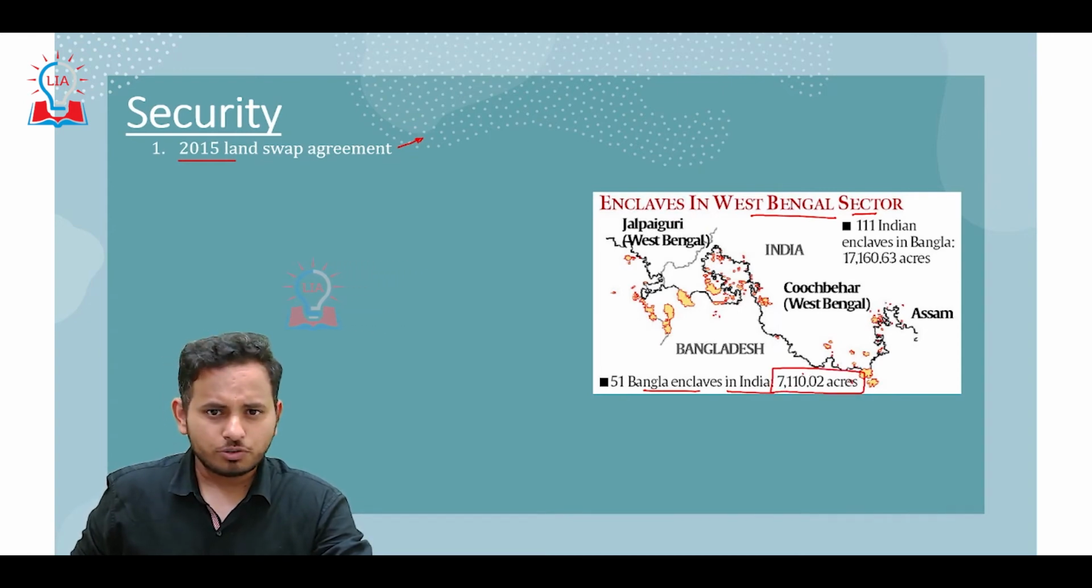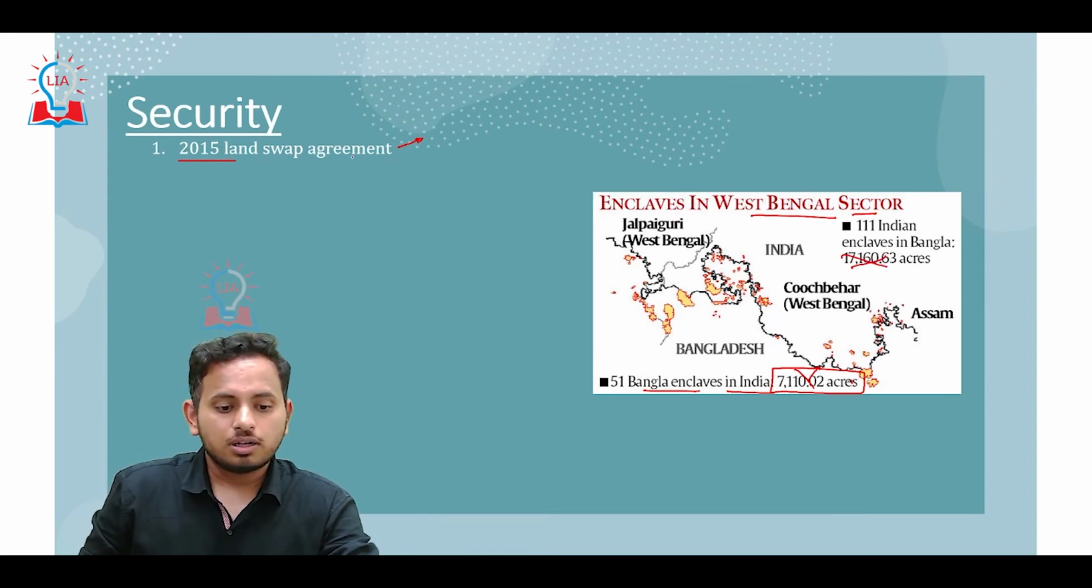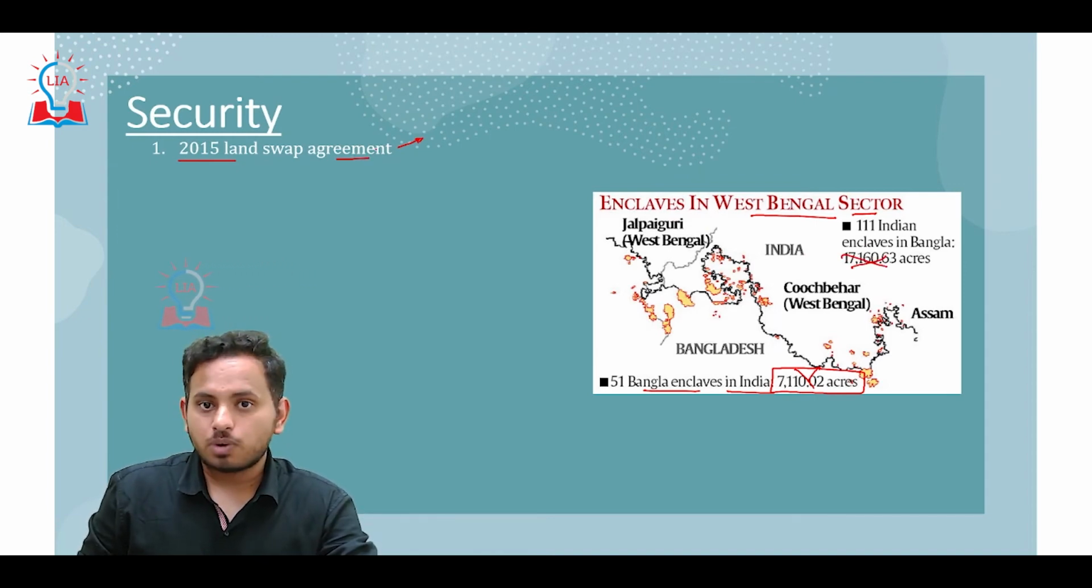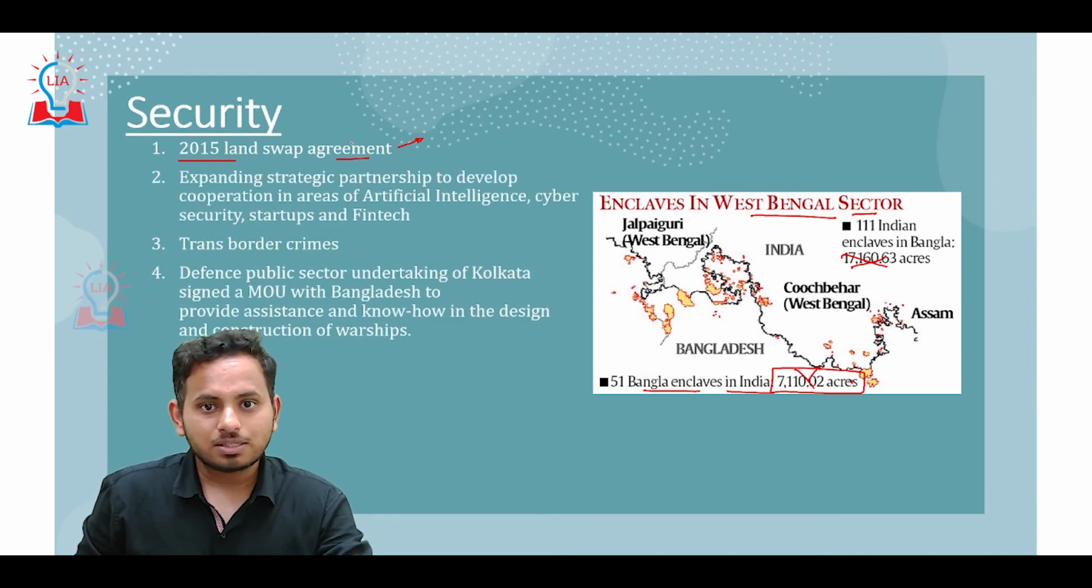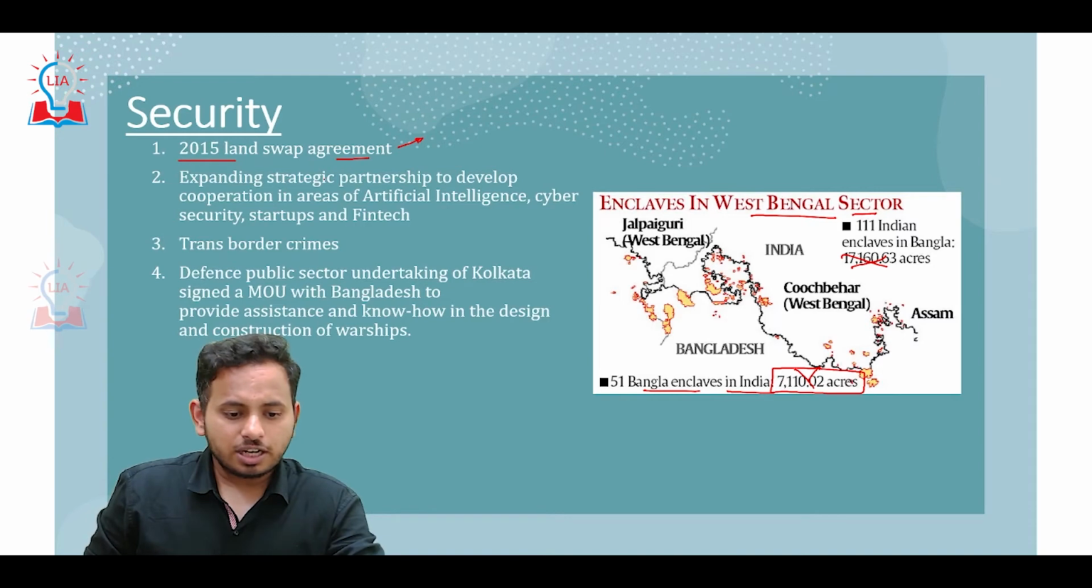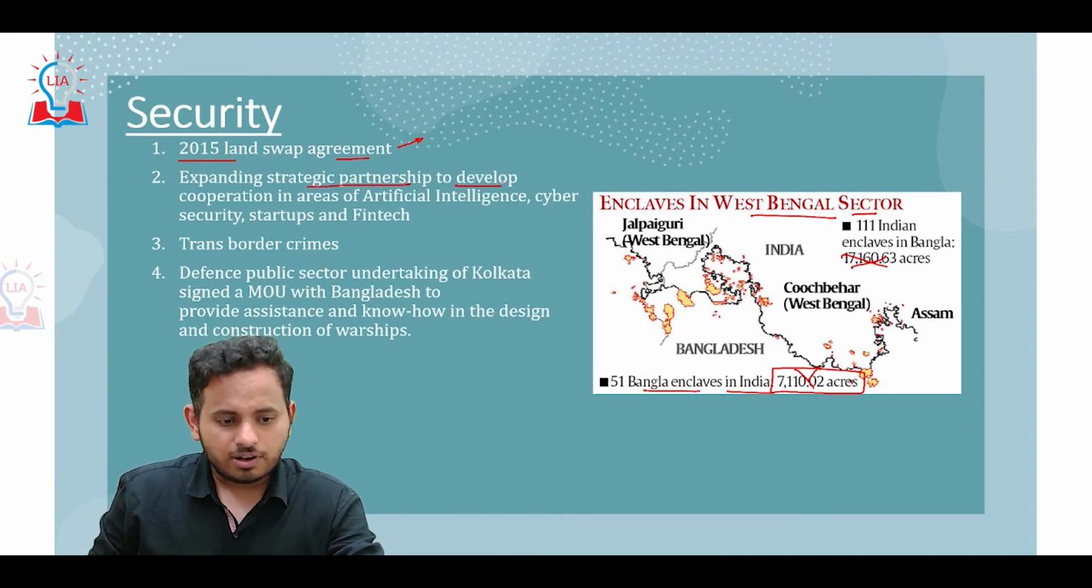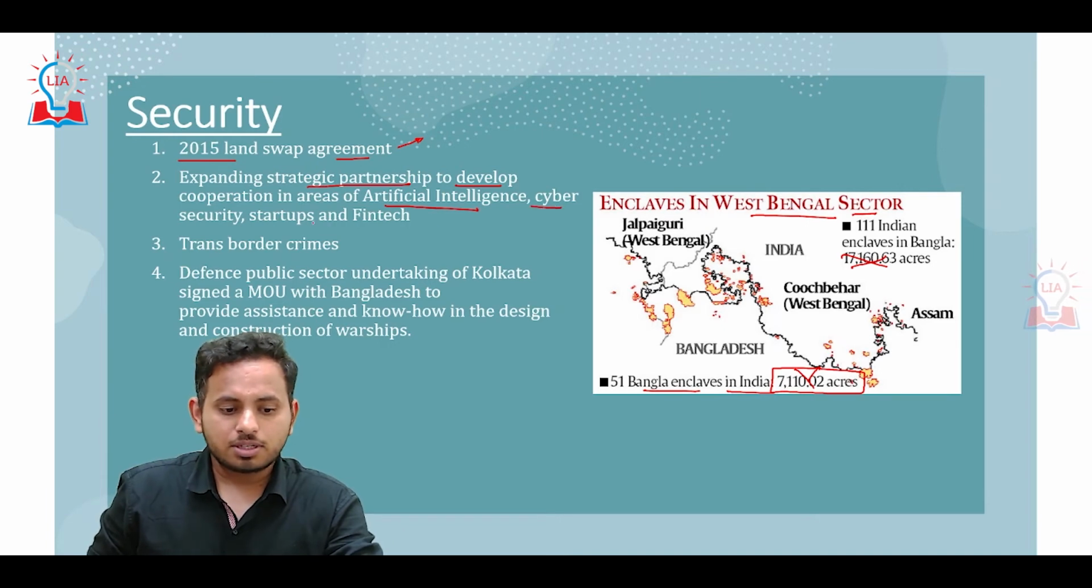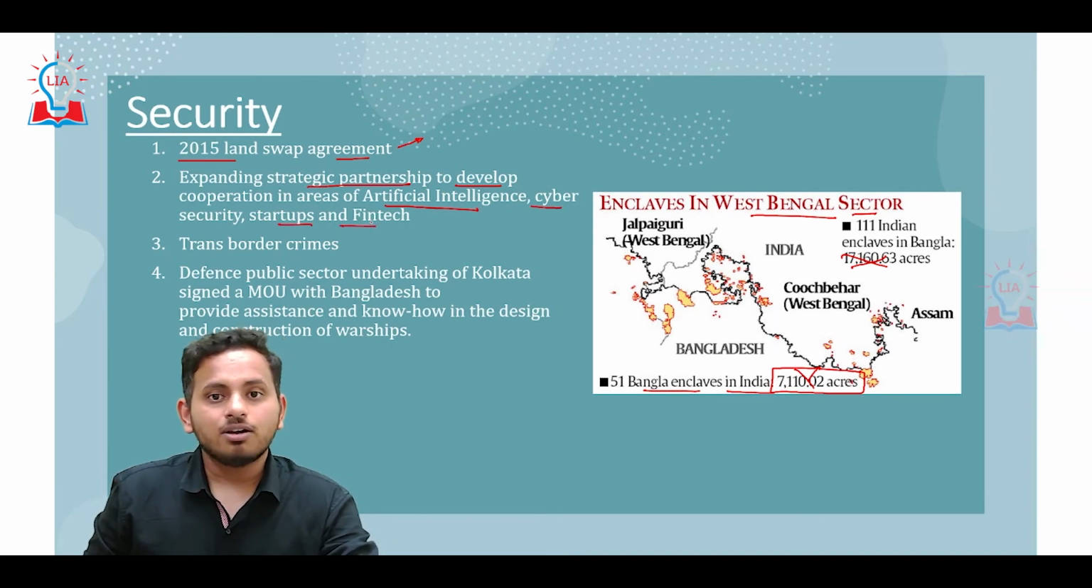From the exam point of view, you don't have to remember all these numbers. Just know that there was a border swap agreement or land swap agreement in the year 2015, which played a crucial role in maintaining peace along the border. And the strategic relationship is being developed with cooperation in artificial intelligence, cybersecurity, startups and fintech.